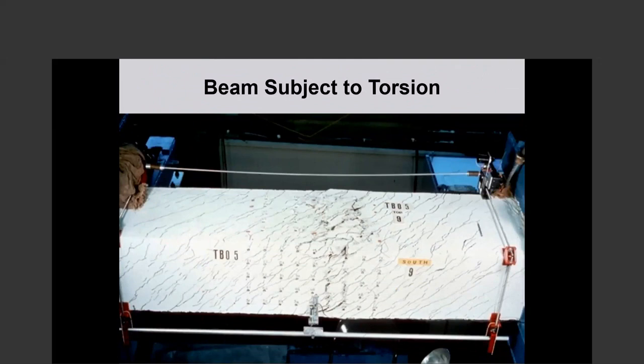This is a beam being tested under torsion, and what you should be able to clearly see is that torsion causes spiral cracking. We are all familiar with spirals, and spiral cracking is characteristic of torsion. When you see spiral cracking, you know that torsion is causing it. And in those diagonals, there is compression. The concrete diagonals between the cracks are in compression. Those are compression members.